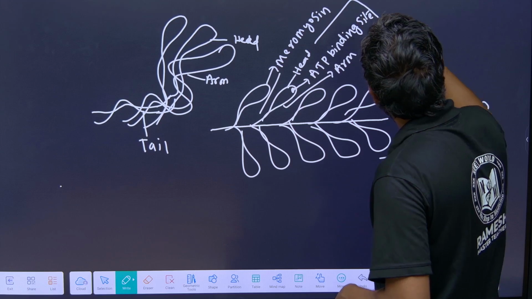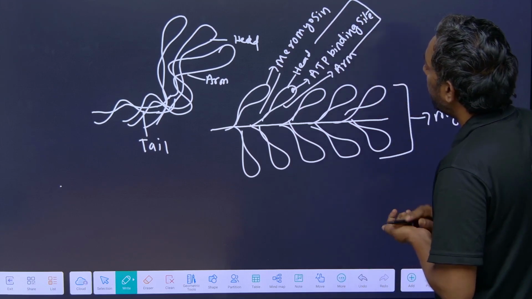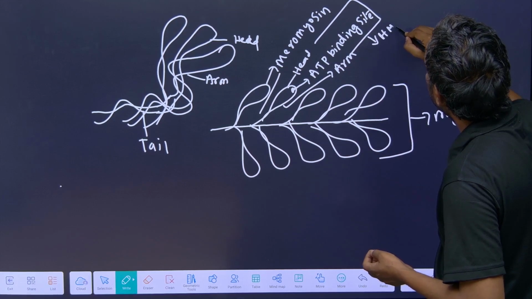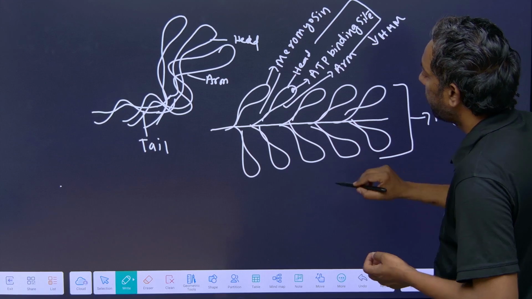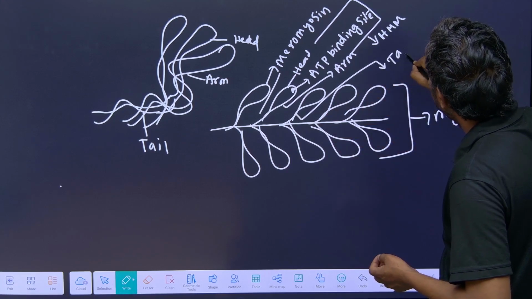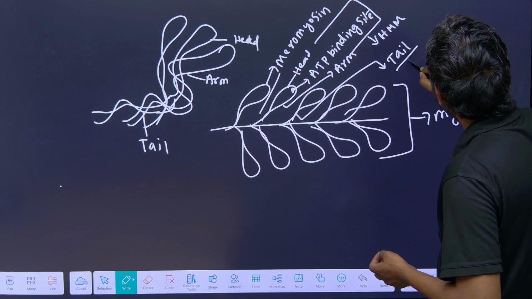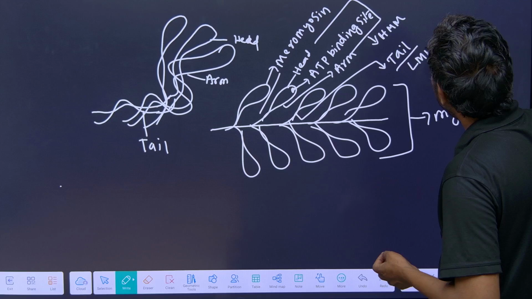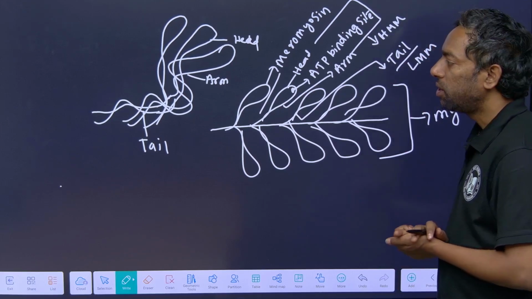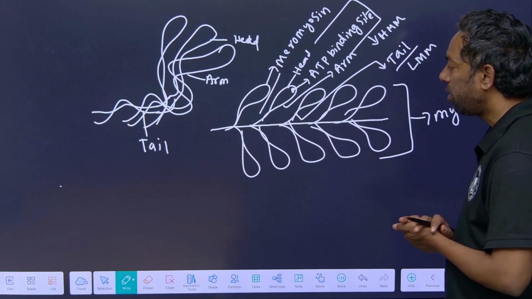This ATP binding site of the head and the arm we can call heavy meromyosin, HMM. And this is the tail part. The tail part we can call light meromyosin. This is about one of the contractile proteins, which is myosin.